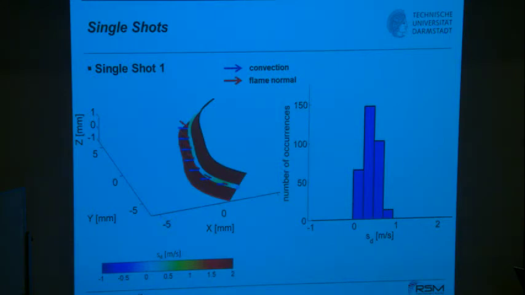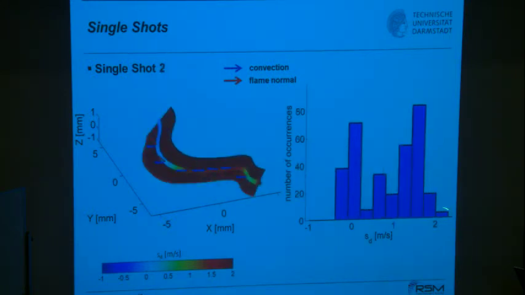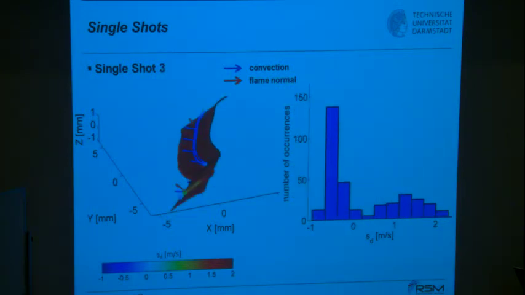And as expected, it's a turbulent system that has a wide spread, as well to values which are far above the laminar flame speed, which is around, I don't know, 0.38 meters per second for equivalence ratio 1. But as well, you find negative displacement speeds. And that's interesting to see. And that happens quite often.